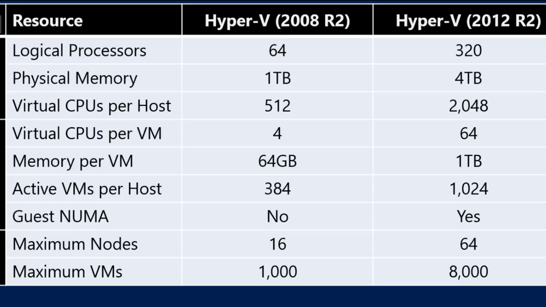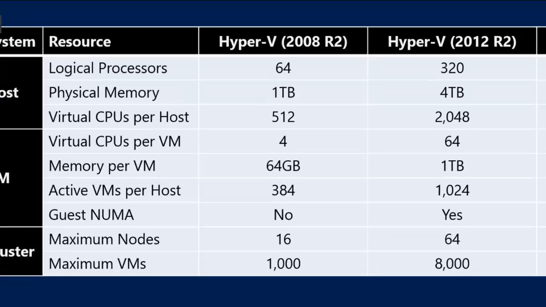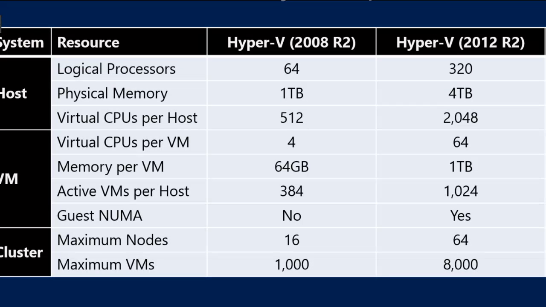So there are big increases on the previous release across the board, including clusters, 16 up to 64. And we've already had customers saying, you know what, I've chosen Hyper-V over VMware in 2012 because of that. I need that 64-node cluster for my infrastructure. That's why I'm going with Hyper-V. It's given them a big cost saving, but in addition, it's given them that scale.